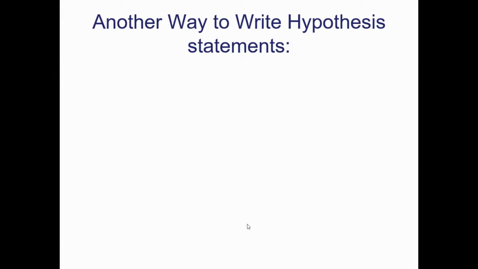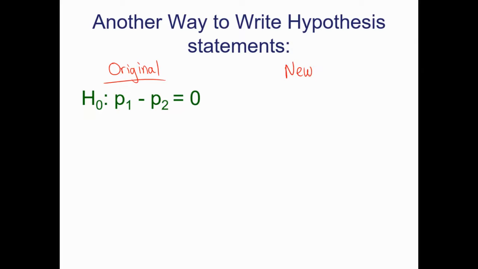There's another way to write these statements, though. Our original way for the null is that P1 minus P2 equals 0. That's the original. What I would do on these is create two columns. Have the OG, and then the new. I'm going to put new in quotes because it's not really new. We've actually seen this before.